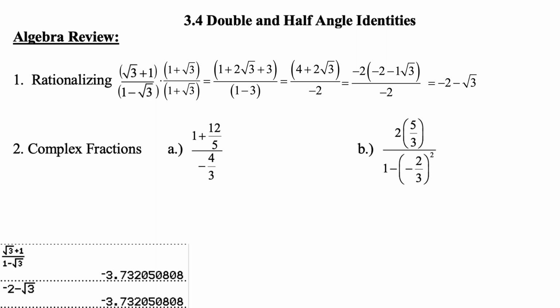You want to check with your calculator. Square root of 3 plus 1, 1 minus the square root of 3. There's your decimal representation. There's your negative 2 minus square root of 3. That all checks out, and I would recommend doing that so we don't make any sign errors or radical mistakes or anything like that.